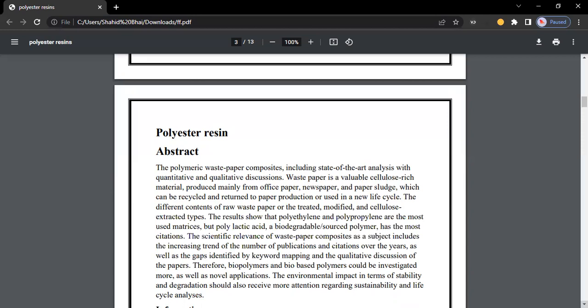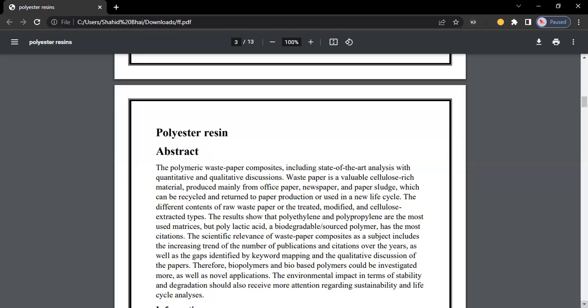Waste paper is a valuable cellulose-rich material, like the office paper, newspaper, and paper sludge we use, which can be recycled and returned to paper production for use in a new life cycle. The different contents of the raw waste papers are treated, modified, and cellulose extracted types. The results show that polyethylene and polypropylene are the most used matrices, but polylactic acid, a biodegradable polymer, has the most citations.